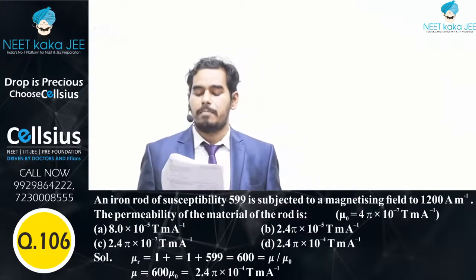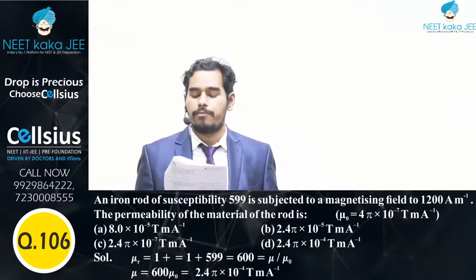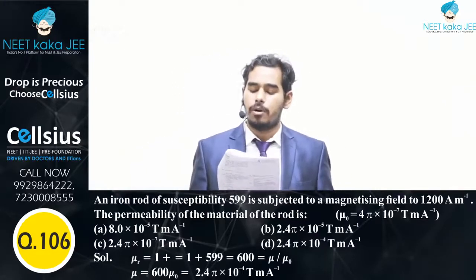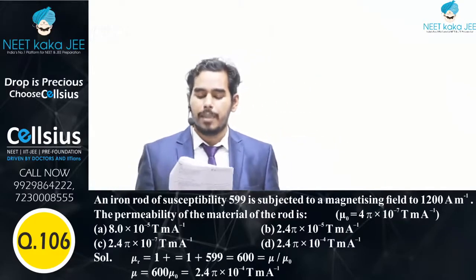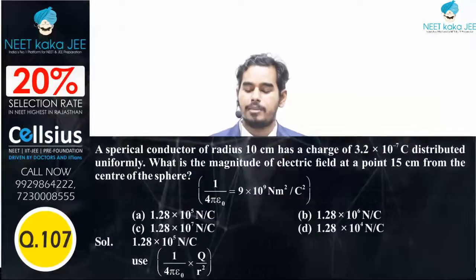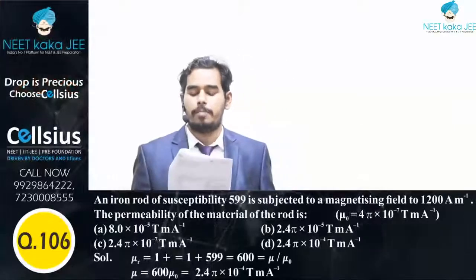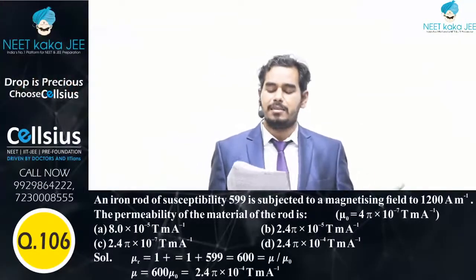So you must simply multiply this. So your answer is 2.4 pi into 10 to the power minus 4 Tesla meter per ampere. Because the power is 10 to the power minus 4, your answer is D. This is as simple as this.